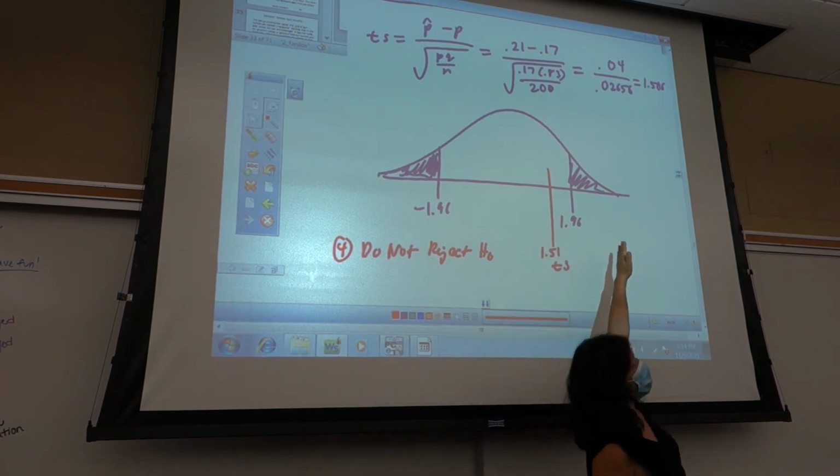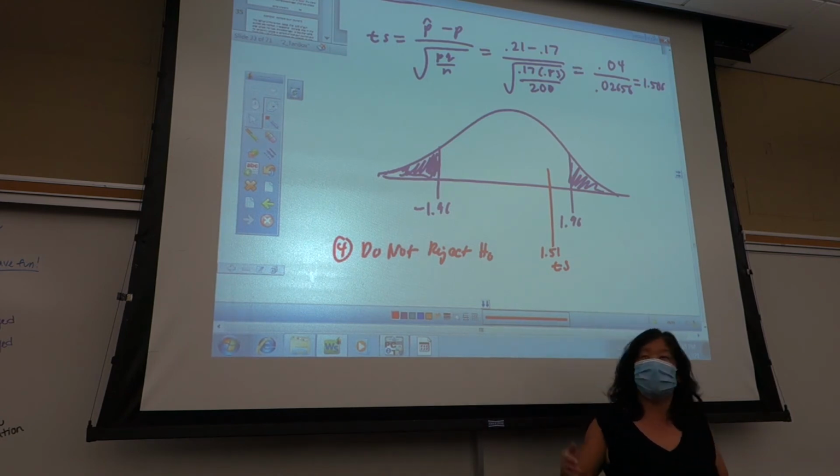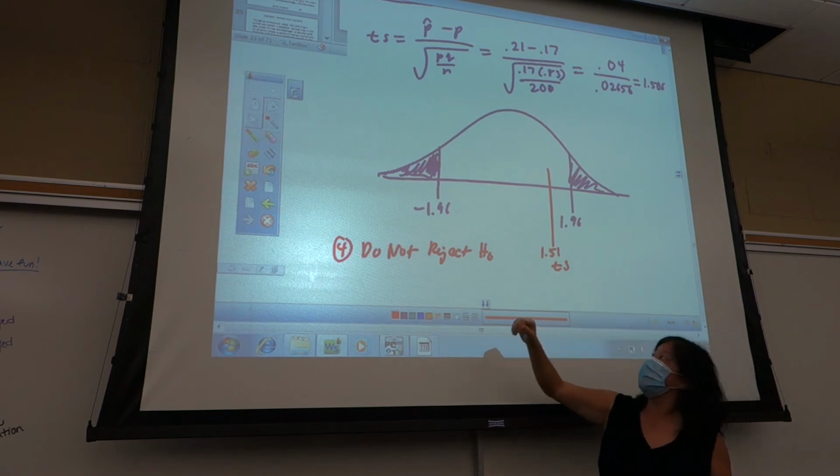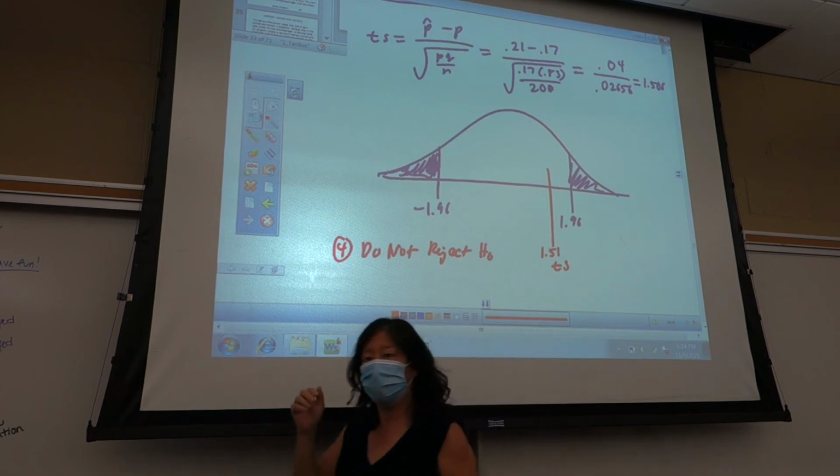If you put it over here in the shaded area, then you would reject H naught. You'd say reject H naught. Is everybody on board? Come over here, I'd say reject H naught. Come over here, I'd say reject H naught. But in this middle part, I do not reject H naught.